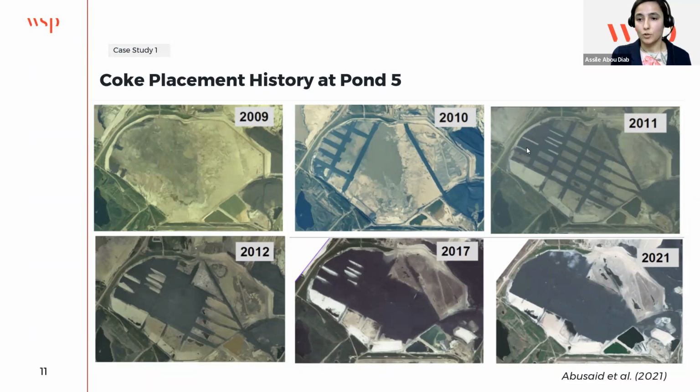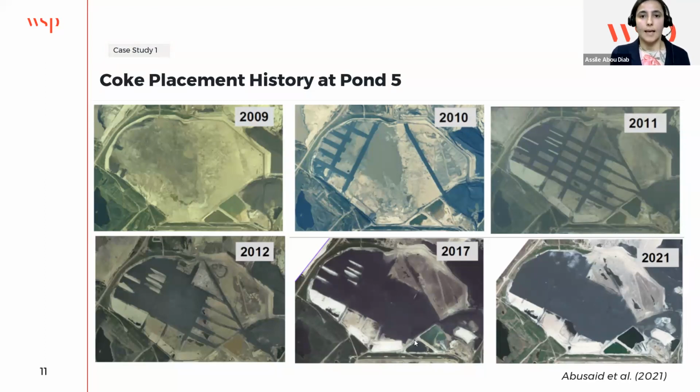The system of roads was very efficient, because it allowed access to all parts of the pond, and it kind of contained the tailings in between. As we can see here, the roads were almost completed, and they started infilling the cells in between with geotextile and coke. After the roads were completed, they put geotextile in the cells and anchored it to the roads. In 2012, as we can see here, most of the cells were covered. By 2017, the whole pond was covered with 2 meters of coke.